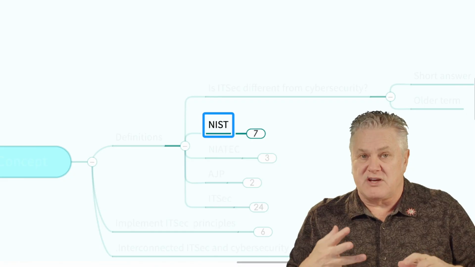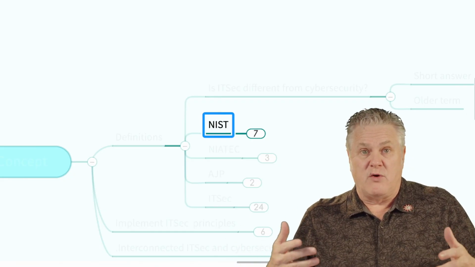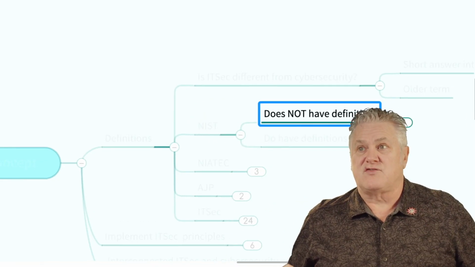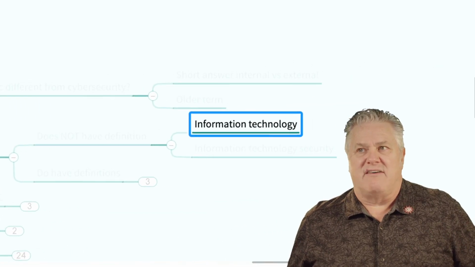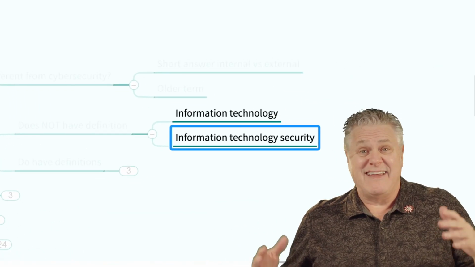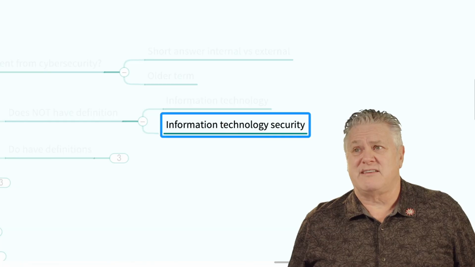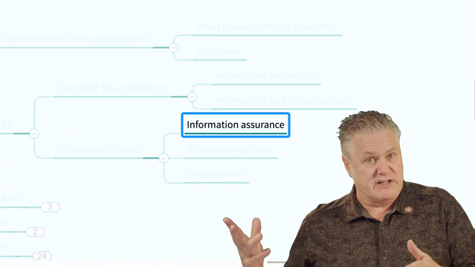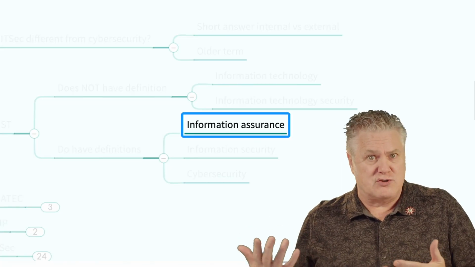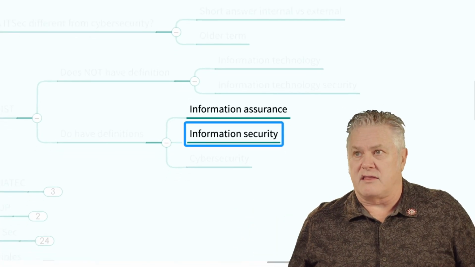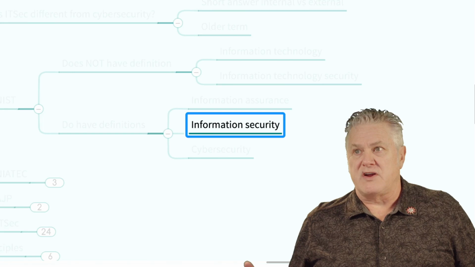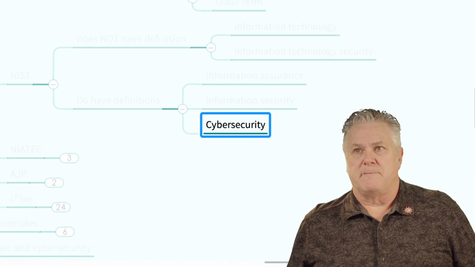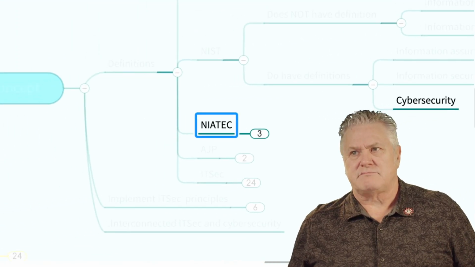To give you a little bit of history on this, we do need to talk about the history lesson because some of you may be going to NIST and saying, I want to get the definitions from NIST. They don't have a definition for information technology, and they don't have a definition for information technology security. They do have definitions for information assurance, which is an older term that I'm used to because gray hair, that kind of thing. They have definitions for information security and for cybersecurity. It's still not that definition.